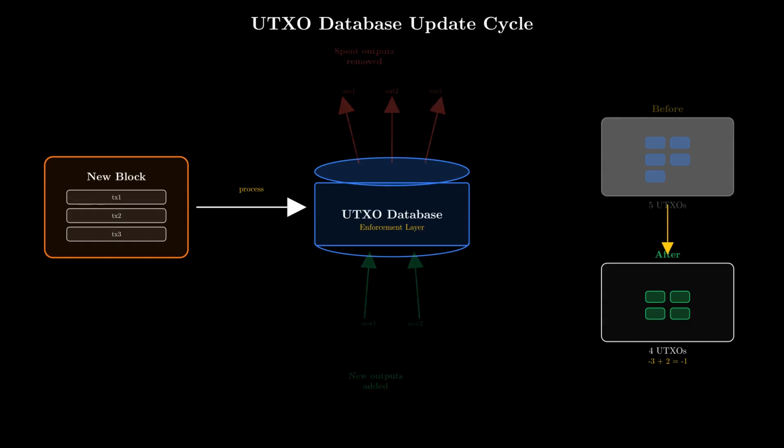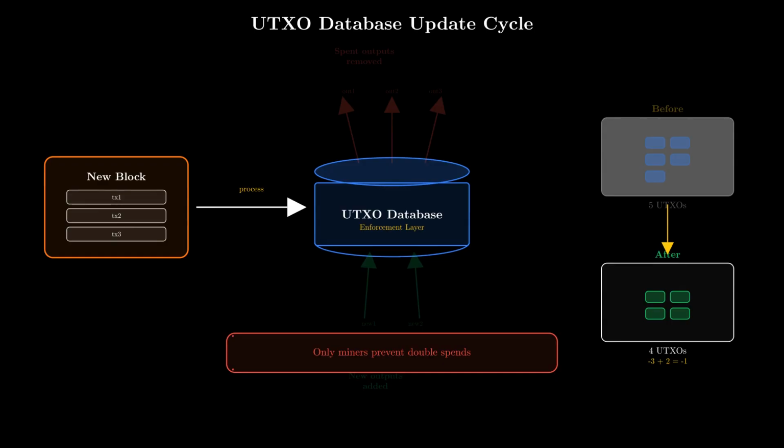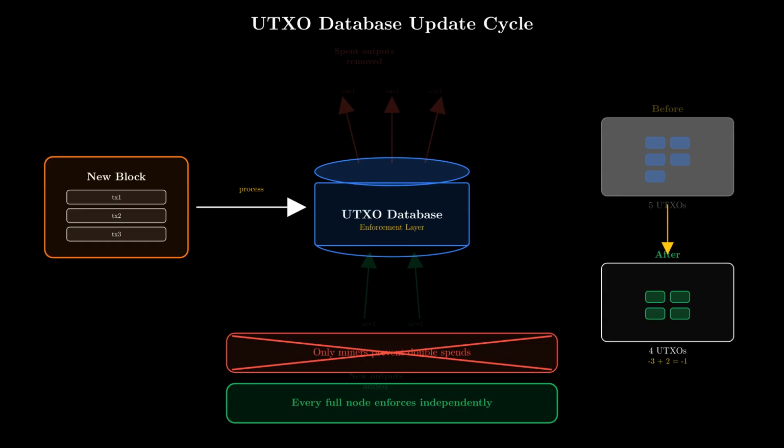A common misconception is that miners prevent double spending. In reality, every full node enforces this rule independently. If a miner includes a double spend in a block, every other node rejects the entire block as invalid.